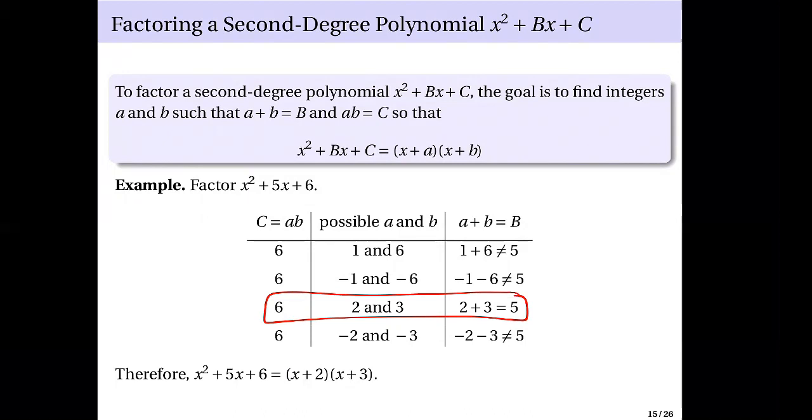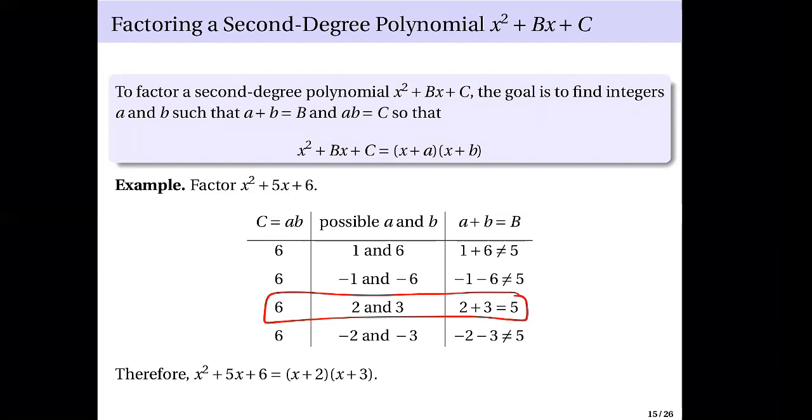So this method is actually easier compared to your grouping. You look at the constant part, it's a product of two numbers. So you only need to check all the factors of the constant part, then you pair them. Then you check if the sum of your pairs is equal to B. Okay?